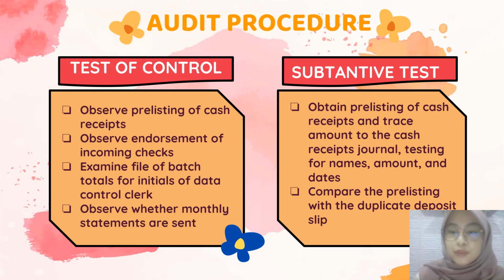For the audit procedure, it divides into two: test of controls and substantive test. For the test of control, first is observe pre-listing of cash receipt, observe endorsement of incoming check, examine file of batch total for initial of data control clerk, and observe whether monthly statements are sent to the customers. For the substantive test, it obtains pre-listing of cash receipts and traces amount to the cash receipt journals, testing for names, amount, and dates. And lastly, it compares the pre-listing with the duplicate deposit slip.